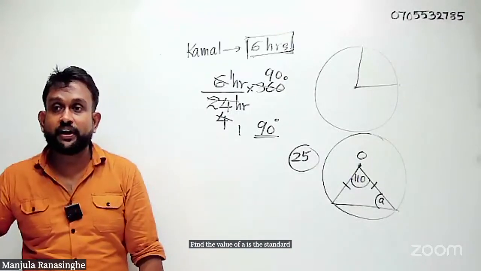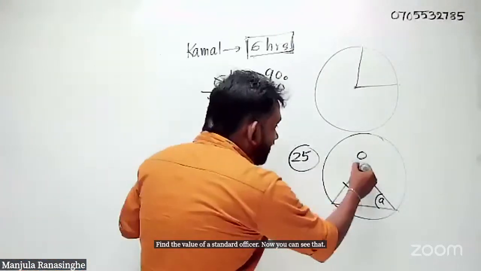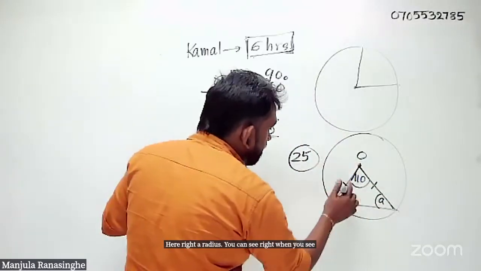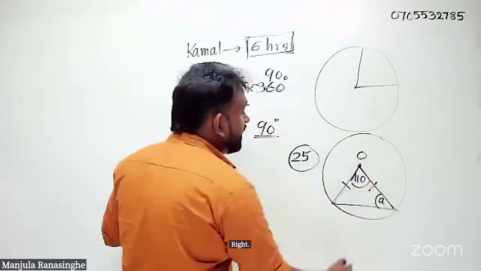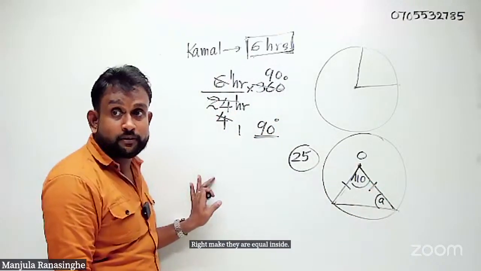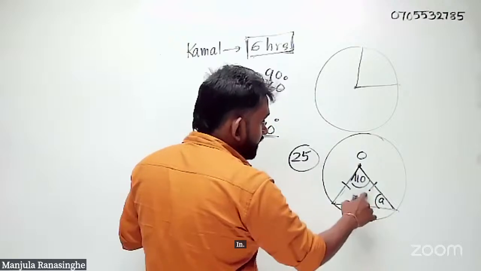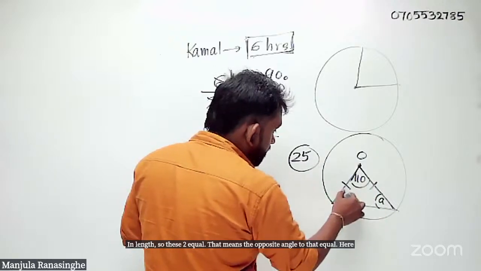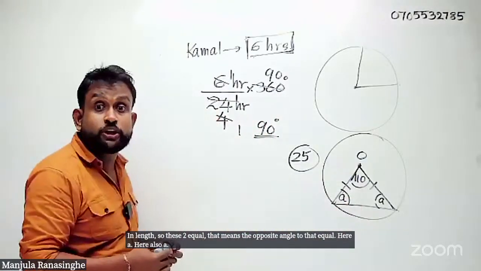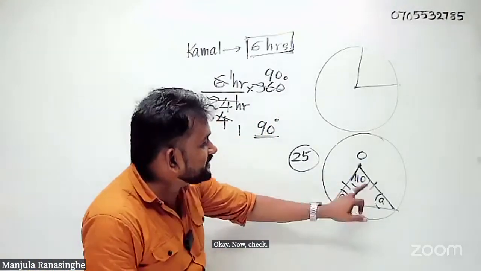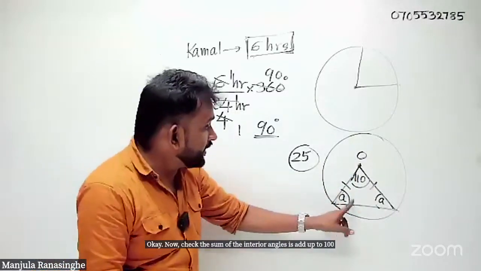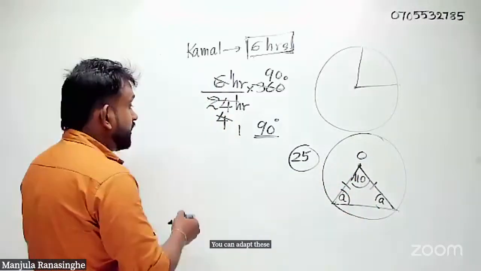Now you can see that here are radii, and radii are equal in length. So these two sides are equal, which means the opposite angles are equal. Here A, here also A. Now check, the sum of these interior angles adds up to 180. You can add up these three and it equals 180.